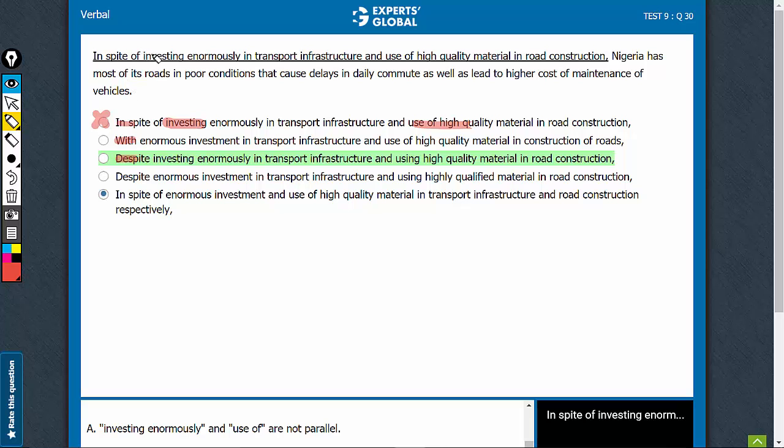So yes, despite heavy investments and use of high quality material, still the roads are remaining in poor condition, and therefore there is an element of contrast to be conveyed, and therefore with is not the correct usage considering the meaning to be conveyed. Coming to option C here, option C seems to be okay, no serious problem with this one. Let's keep this on hold and move to option D.